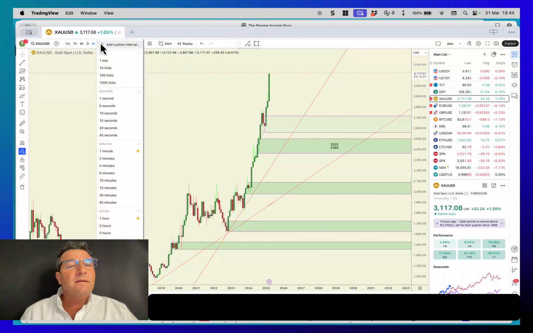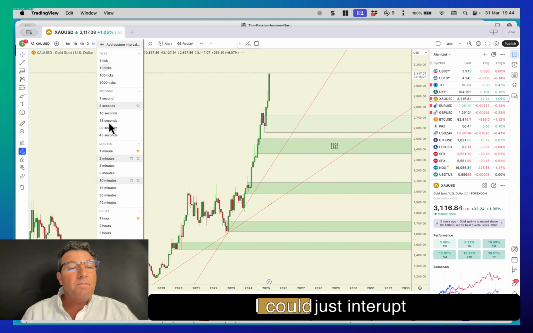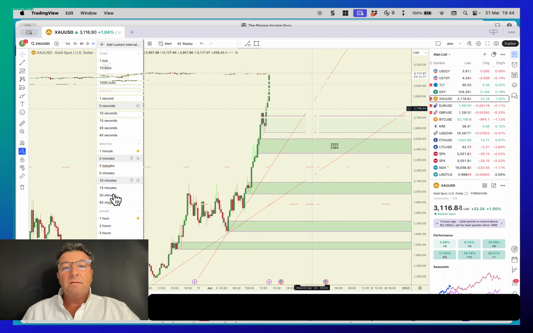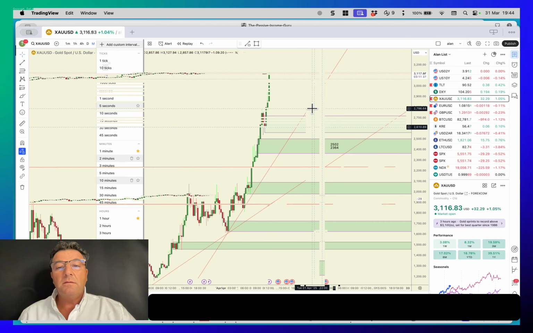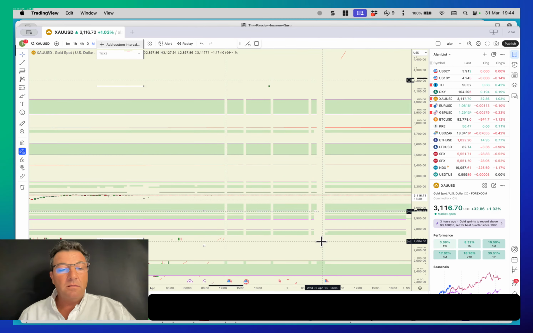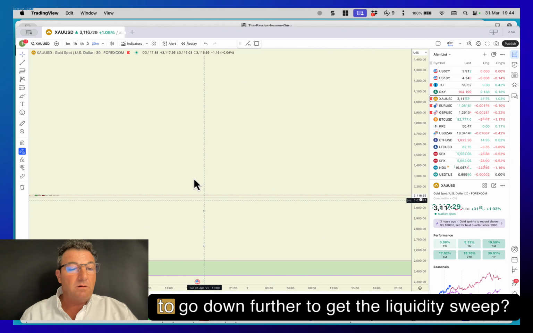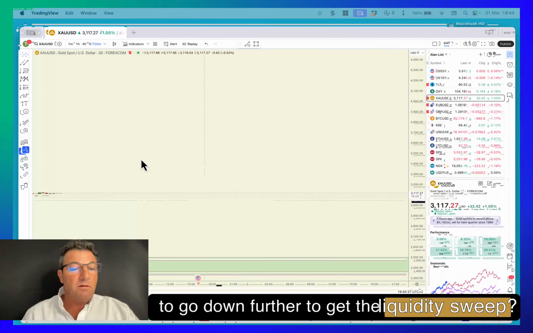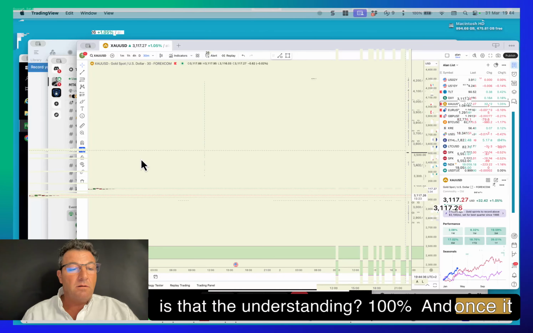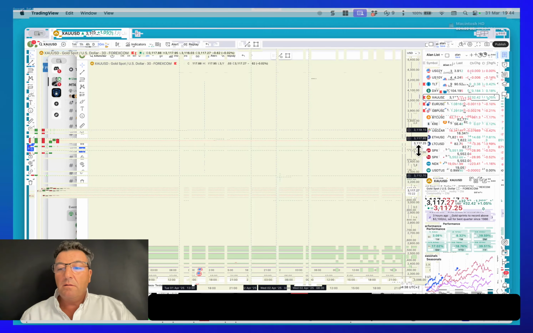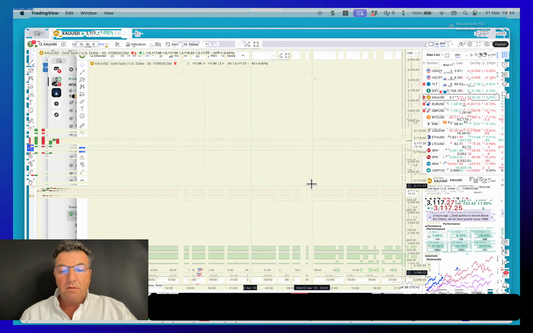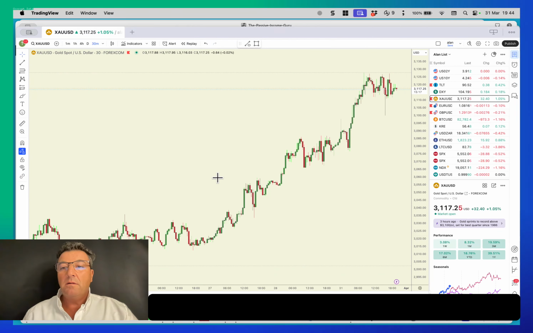So if I could just interrupt on this one. Of course. With a liquidity sweep, if a bank is looking for money, it goes into a liquidity sweep. If it doesn't get the liquidity there, it will go down further to get more liquidity. You understand? 100%. Once it has the liquidity, it's going to put a new buying order in to take it back up again. Correct.